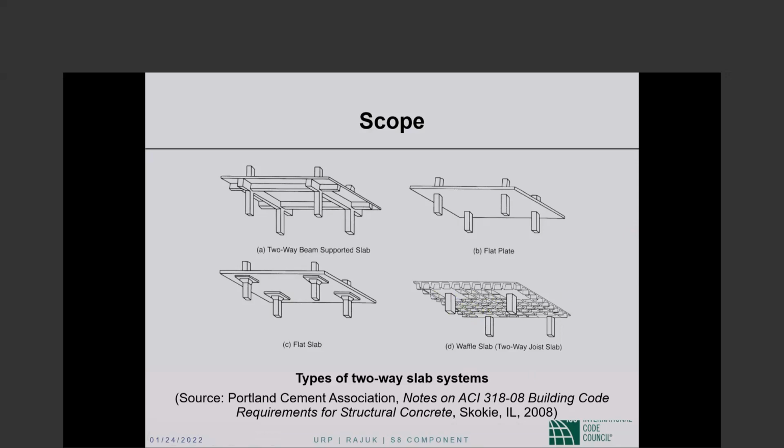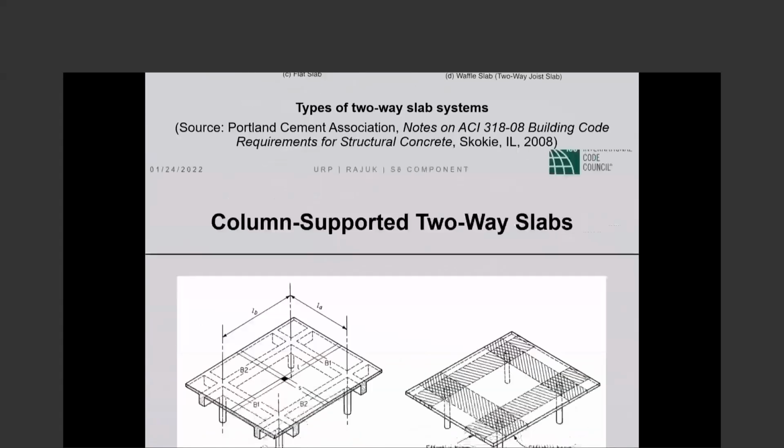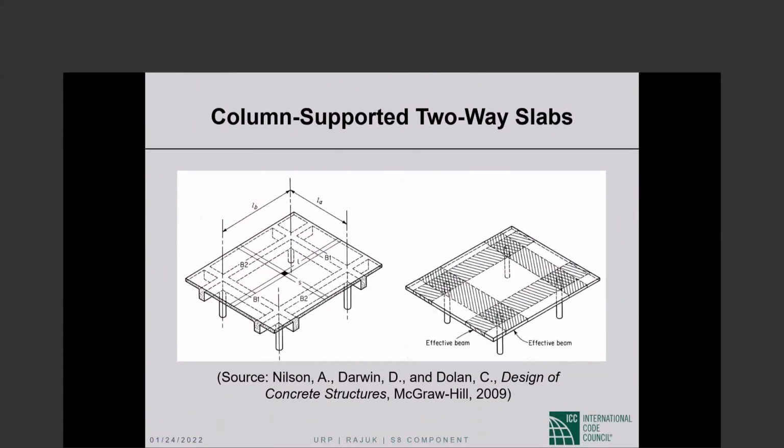So we have two-way beam supported slabs where the ratio of the long side to the short side of the slab panel is less than 2. We have flat plates, we have flat slabs, and we have two-way ribbed slabs, which are called waffle slabs. All of that is covered in today's discussion.